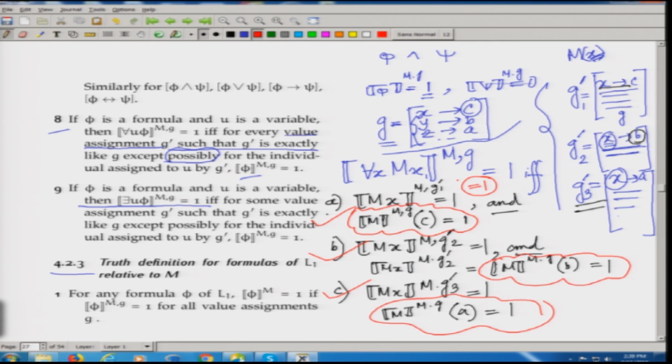So, we have just seen one rule, and we have computed the truth value of something by using this rule. We shall see other rules in the next session.